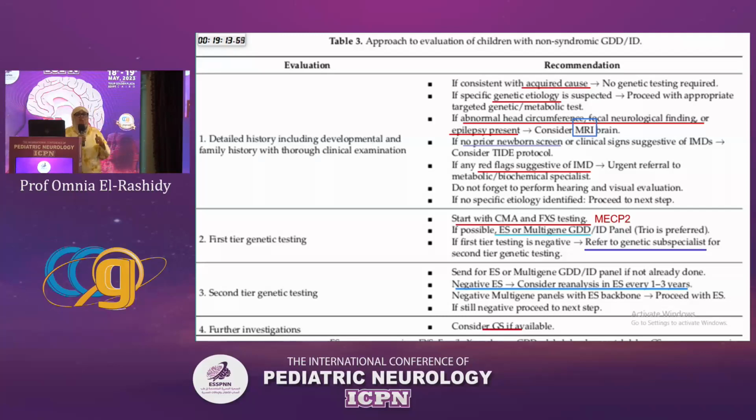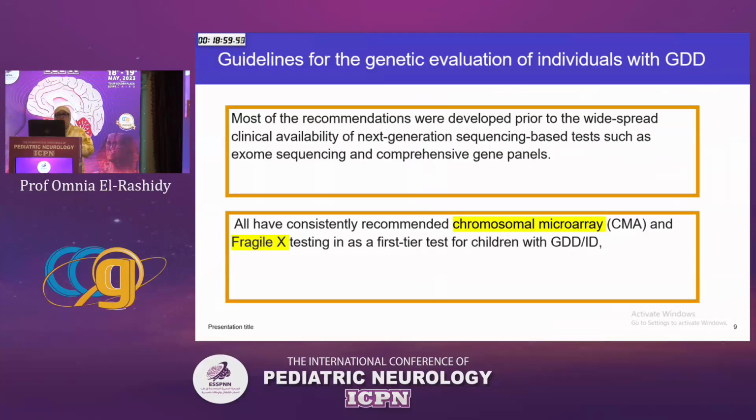Even Dr. Lim is with us in the UK. They start with targeted genes and panels because economically it is less costly for the country. But we have a certain condition in Egypt, you want to take care of it. So you must consider whole exome.